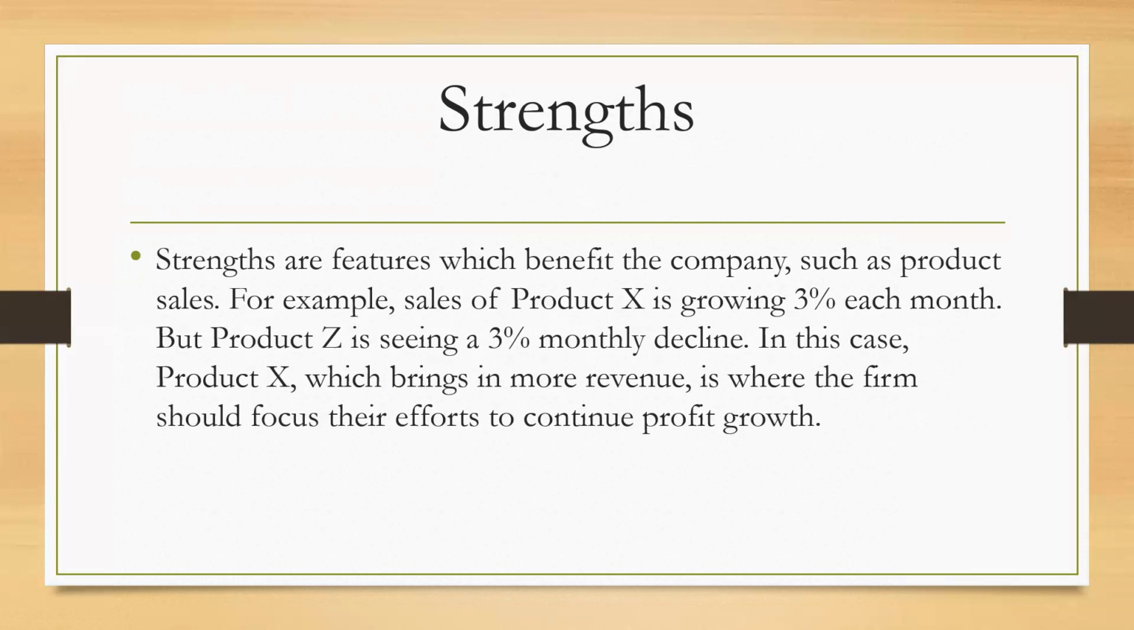Let's look at another example. Product X is growing at 3% each month, but product Z is seeing a 3% monthly decline. In this case, product X, which brings more revenue, is where the firm should focus, and their efforts should focus on continuing the profit growth. So the company should look into their core strengths, where they focus, and strengthen that over a period of time.